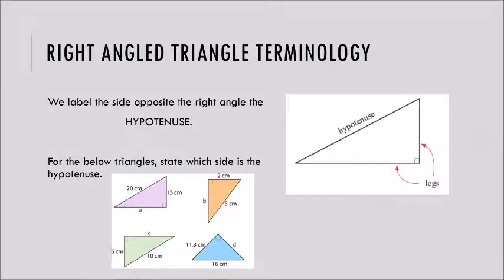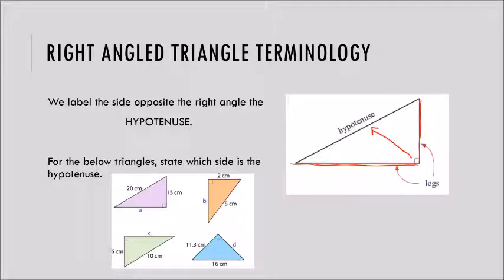So with right-angled triangles, we want to be able to label the sides, and we want to have some sort of terminology using the word hypotenuse. So what is the hypotenuse? The hypotenuse is the side opposite the right angle. Alright, so you can say that you have legs coming off of your right angle, and the side opposite we call the hypotenuse. So for the below triangles, I would like you to have a think about what sides in these triangles here are the hypotenuse.